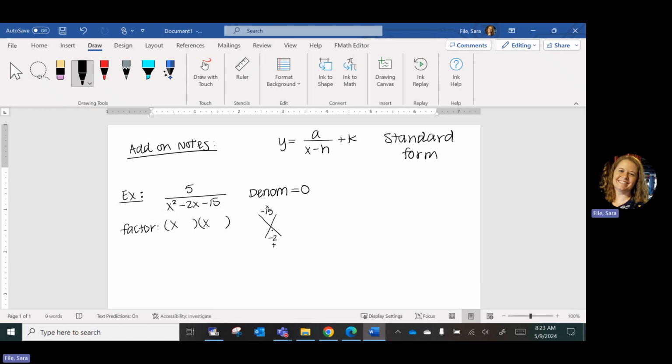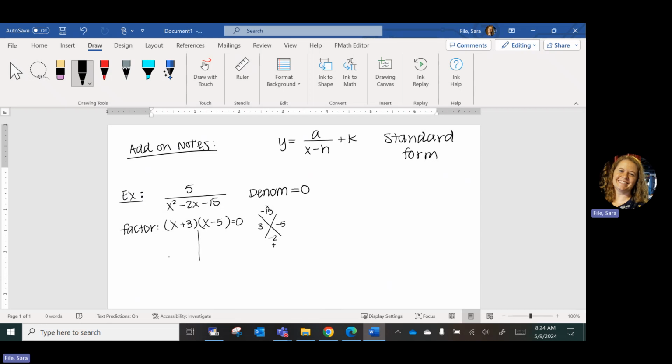So what are some factors of 15? If I do negative 3 and positive 5, will that add to negative 2? Yeah, I need the 5 to be negative and the 3 to be positive. Those will multiply to a negative 15, but add to a negative 2. So it's positive 3 and negative 5. Now, we are setting that equal to 0 and solving. Remember, you split and solve.